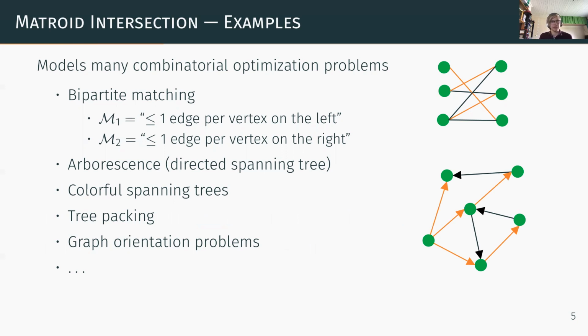So let's look at the bipartite matching case as an example. Here, the first matroid will say that looking only at the left side, we use at most one edge per vertex. And the second matroid will be looking only at the right side, where we use at most one edge per vertex. So some set of edges which is independent in both of these matroids will correspond to a matching in the graph. And a maximum common independent set would correspond to a maximum matching.